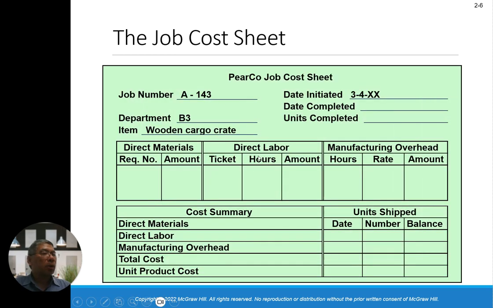Okay, what is the job cost sheet? This is a typical job cost sheet. For example, it shows here, for a wooden cargo crate, the direct materials, direct labor, manufacturing overhead, total cost, and unit product cost.